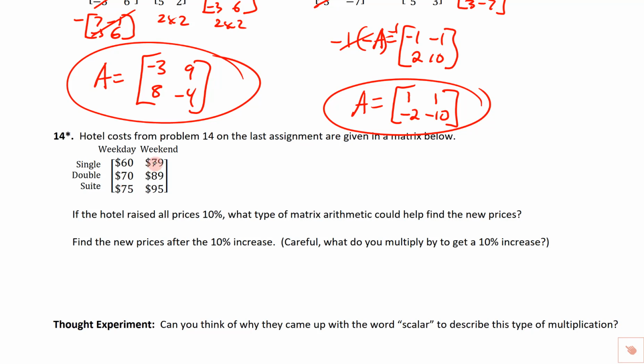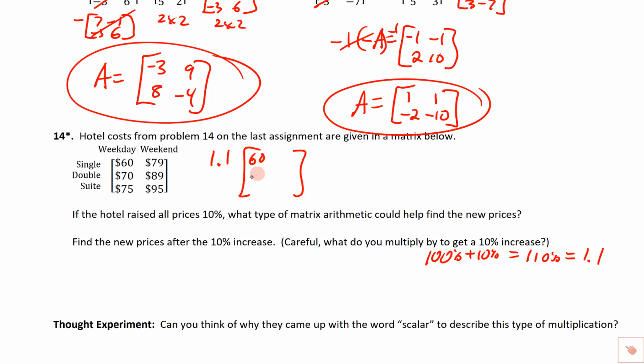These are the prices during a weekday. These are the prices during a weekend. The hotel wants to raise all the prices 10%. So what type of matrix arithmetic could help us figure that out? Well, we want all of those to go up 10%. So here's a hint. If you want to find the new prices after 10%, what do you multiply by to get a 10% increase? Well, we're going to do 100% of the original price plus 10% increase. So that's going to be 110% of what it was before. So what we're going to multiply by is 1.1. So we're going to do 1.1 times every single one of these.